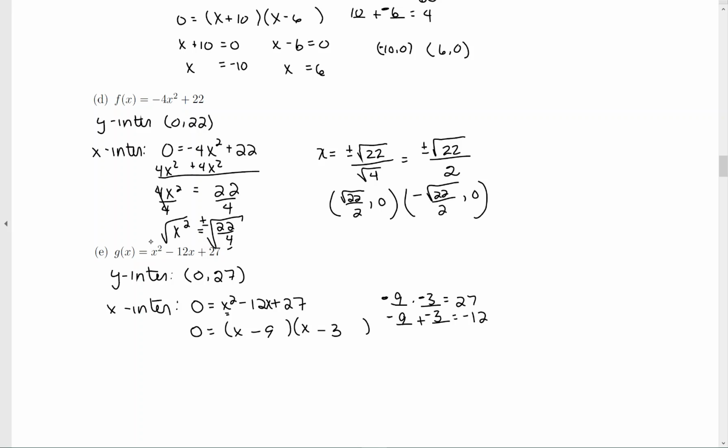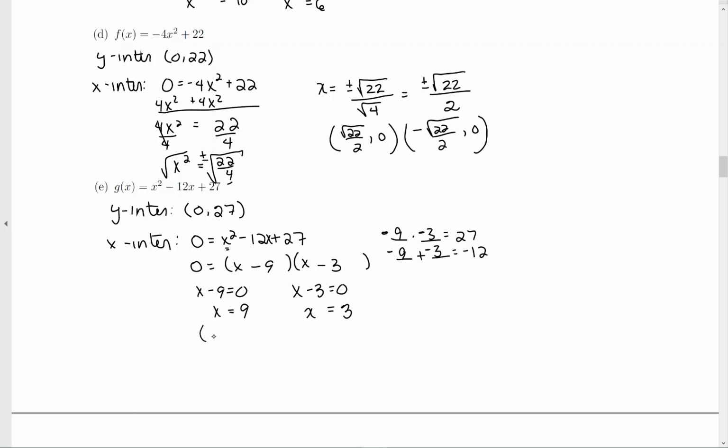Now, I didn't have to do the multiply to get the x squared, you know, there's a 1 in front. So I don't have to worry about dividing here. I just set each factor equal to 0, solve for x to find my x-intercepts, or my zeros of the function. One is going to be x equals 9, the other x equals 3, and then write it as a point: (9, 0) and (3, 0). Those are your two x-intercepts.